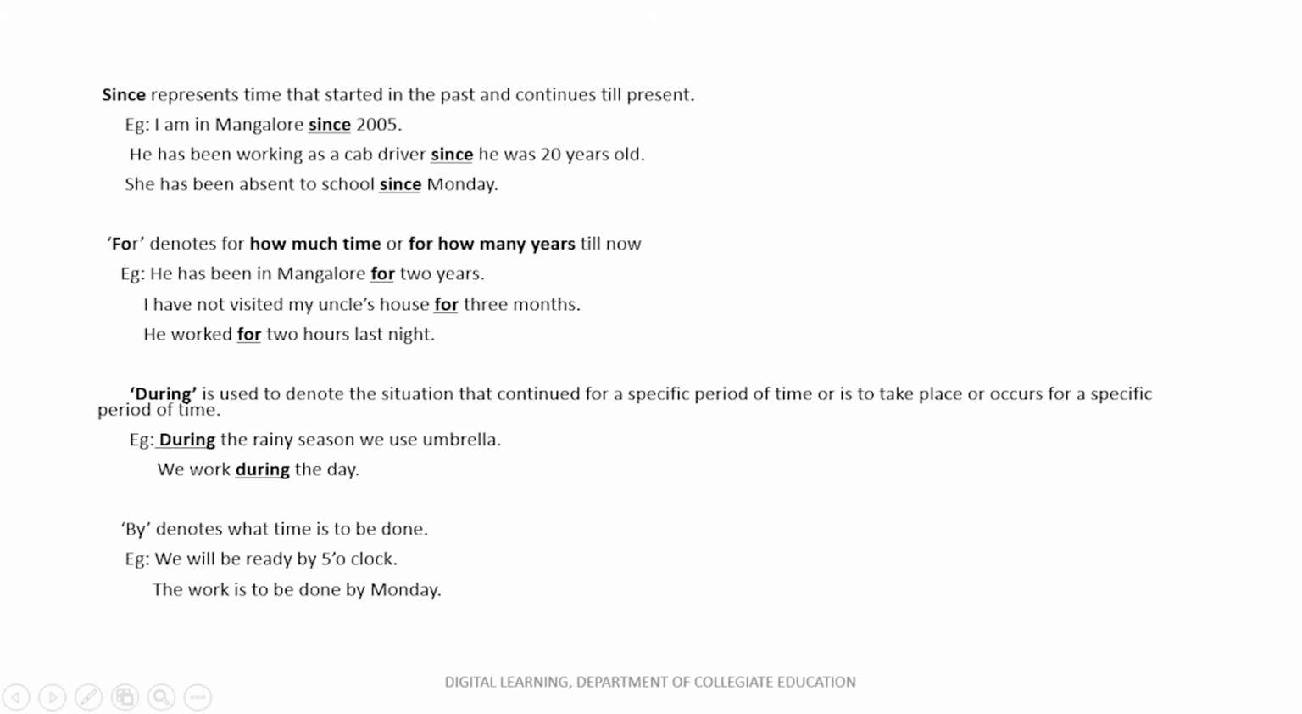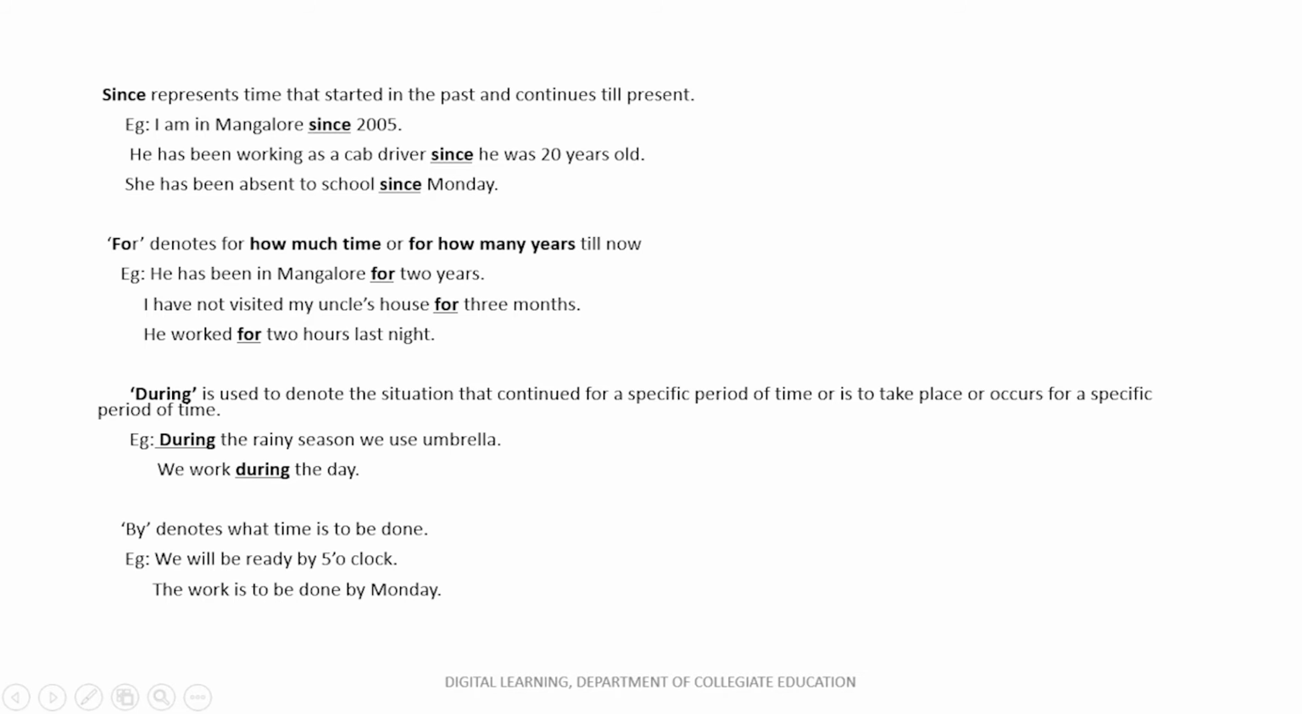When you are referring to a particular amount of time or a specific limited time, you can use the preposition for. During, at what time, at what period of time, then you can use the preposition during. During is used to denote a situation that continues, takes place or occurs for a specific period of time. During the rainy season, we use umbrella. When we are going to use during, at what time we are using such a thing, then you can use during. We work during the day.